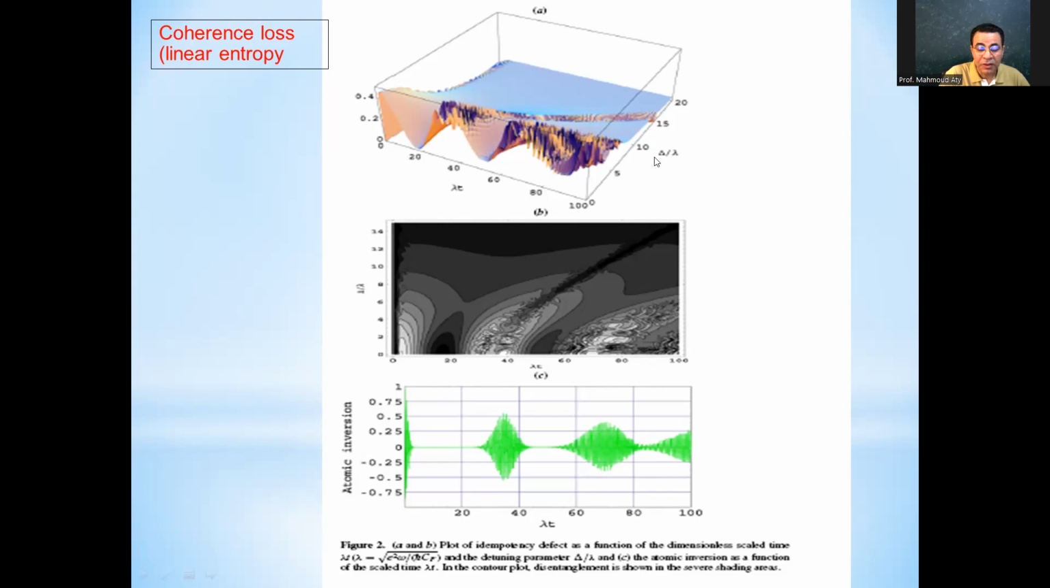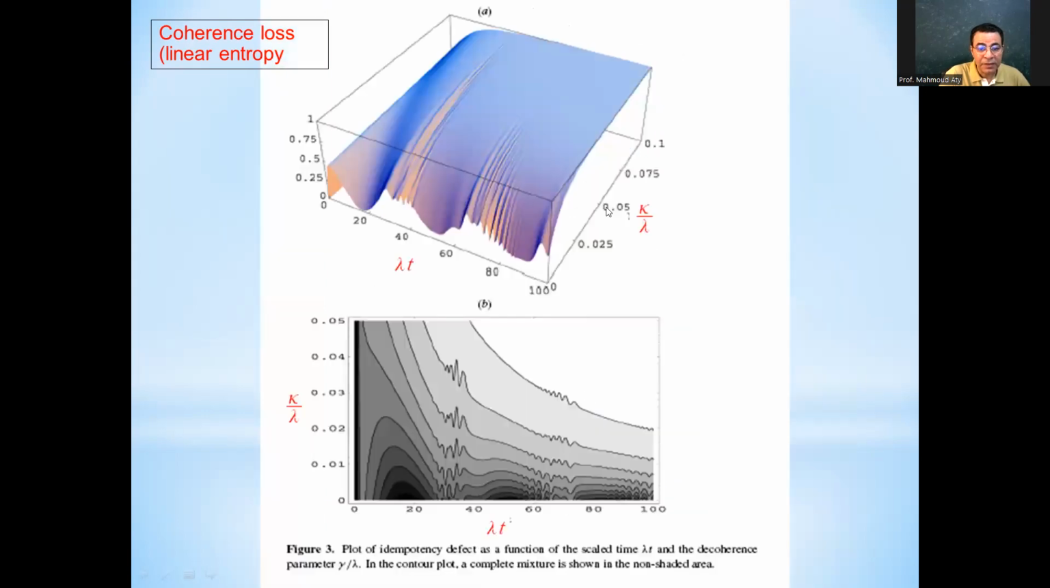Once, for example, in terms of lambda, it will be 0, and in this case, we have a purity. Corresponding to the atomic inversion, we have what we call the collapse-revival phenomena here. And also, when we consider again the decay, lambda t and kappa over lambda, this is a decay. When we increase the decay, the linear entropy increases in such a way. Also here, when we consider the relation between kappa over lambda against lambda t, we have such behavior.